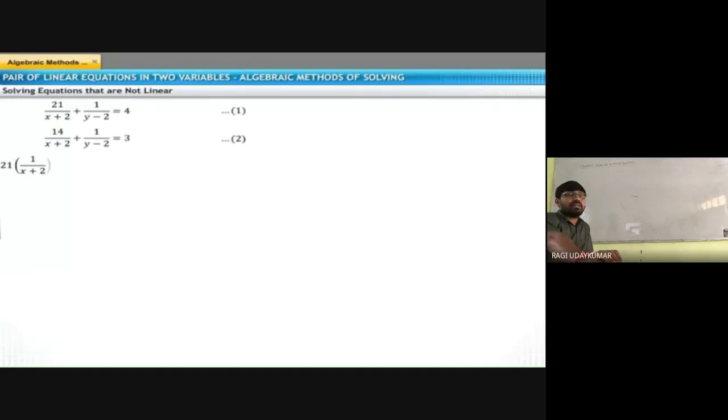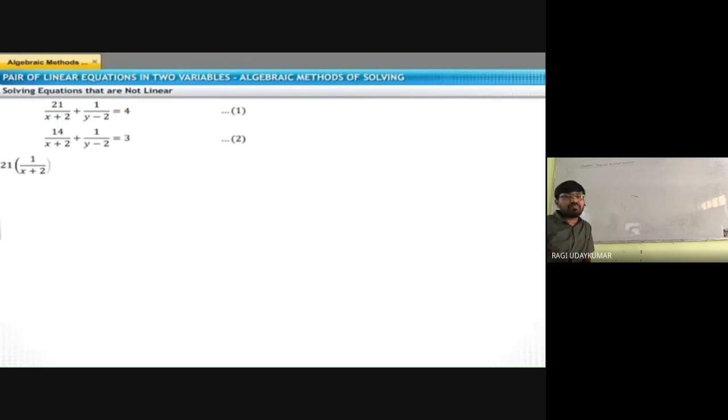See here, which equations are called linear equations? Linear means the power of the variable should be equal to 1. Here also, x has power 1. But x does not have a simple coefficient; it is present in the denominator in these situations. So we cannot consider it as a linear equation.